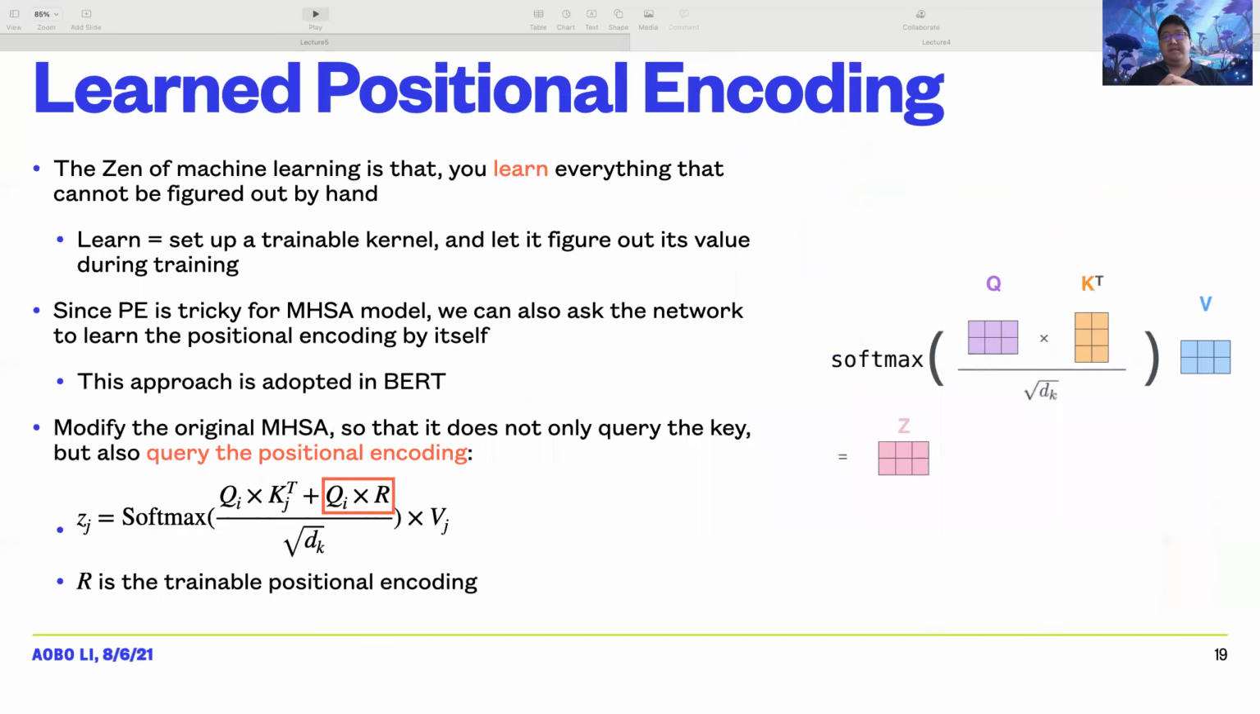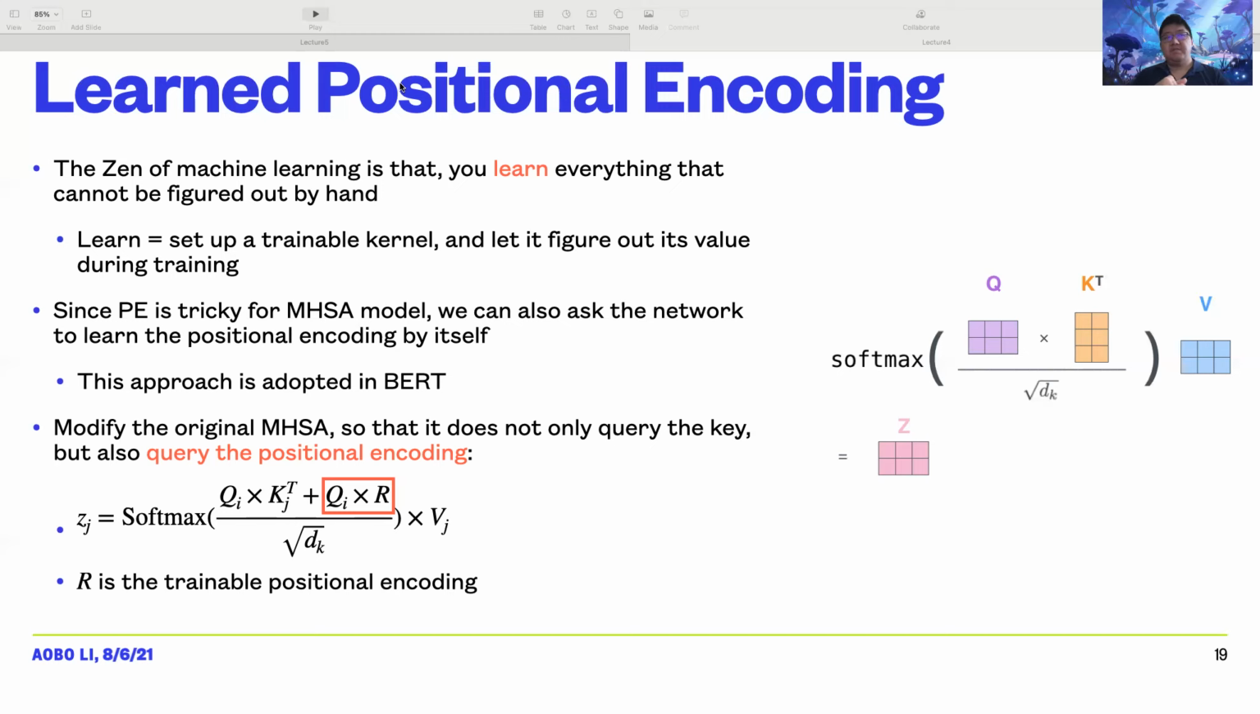Okay, so this is actually not the only way to do positional encoding. Remember, we mentioned several times that the zen of machine learning is that you learn everything that cannot be figured out by hand. Positional encoding is also something that's relatively complicated. So we can also use this learned positional encoding mechanism. What I mean by learned is that we set up a trainable kernel and we let it figure out its value during the training process.